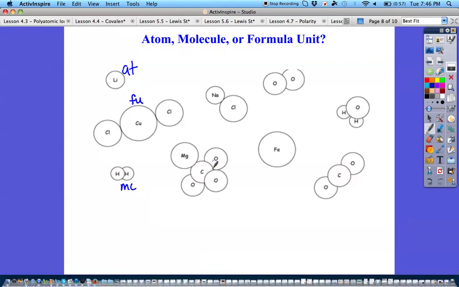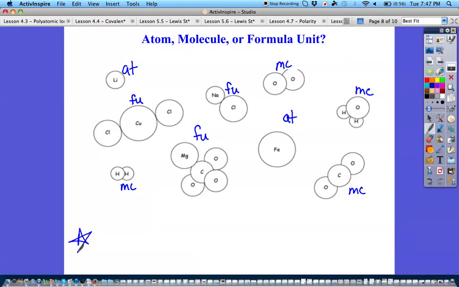Magnesium bonded to carbon and three oxygens. That's an ionic compound, so it's going to be formula units, FU. Sodium bonded to chlorine. Again, we have a metal, so it's ionic, formula units, FU. Two oxygens bonded together. Both of them are non-metals, so we have a molecule. Iron, single type of element, single element by itself. So this is going to be an atom. Water, H2O, all of it is non-metals, so this is going to be a molecule. And then carbon bonded to two oxygens. Again, all of it is non-metals, so that's going to be a molecule.